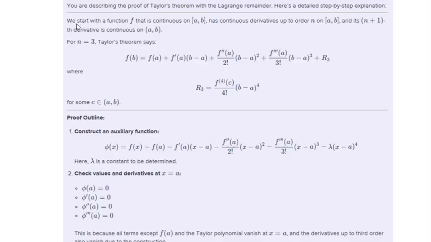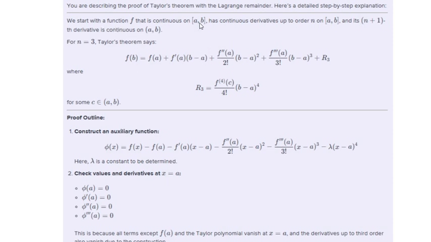Okay, let us start with the functions. We can prove how a function can be written in different ways. Suppose f of x is a continuous function in a closed interval, and its nth order derivative exists. This is the statement of Taylor's theorem, where the n plus 1 order derivative is continuous in a closed interval.